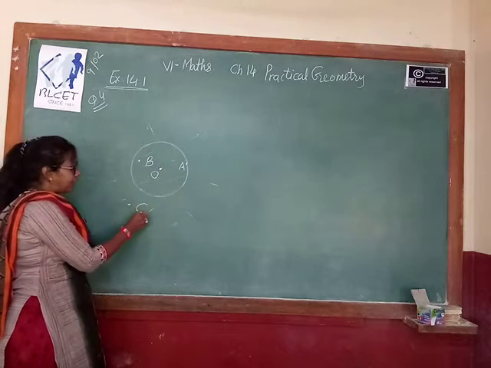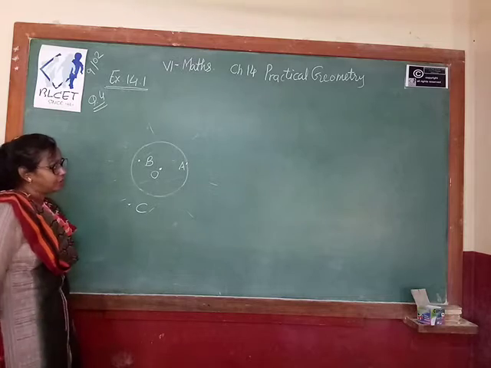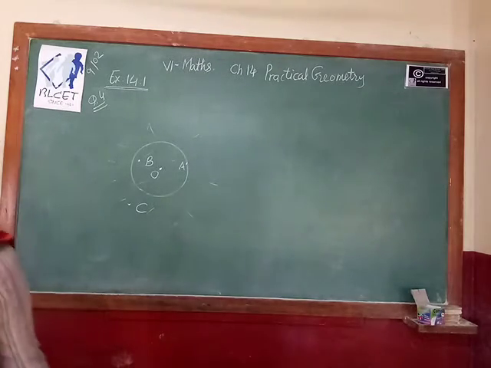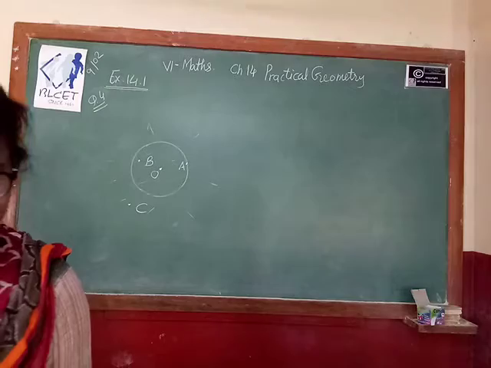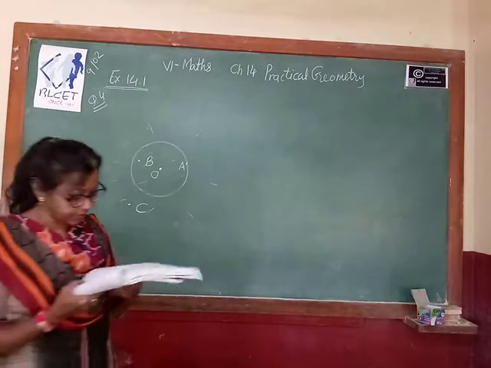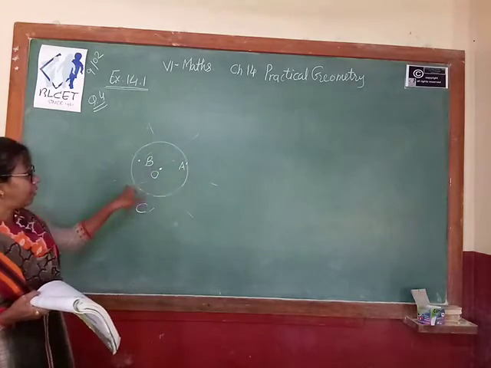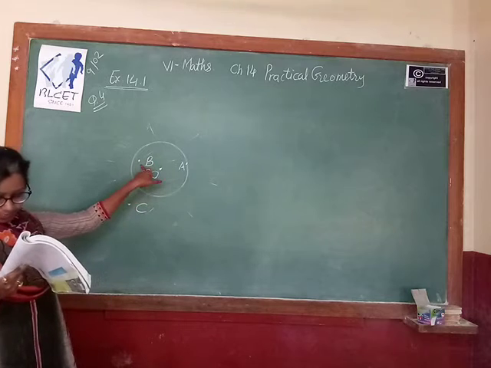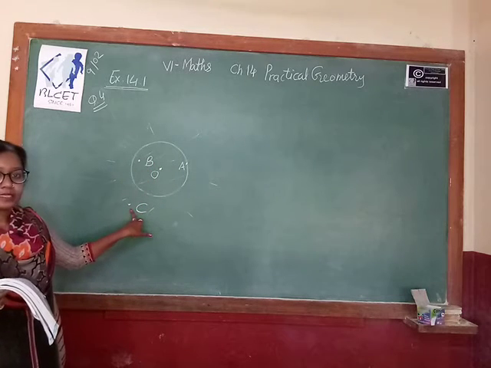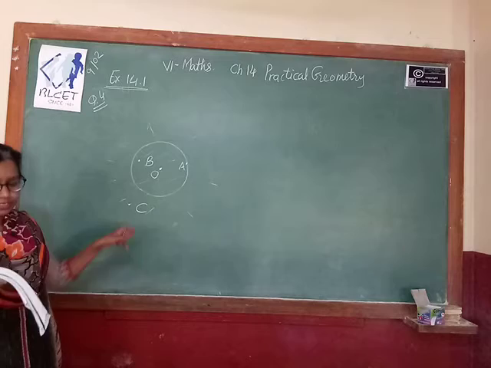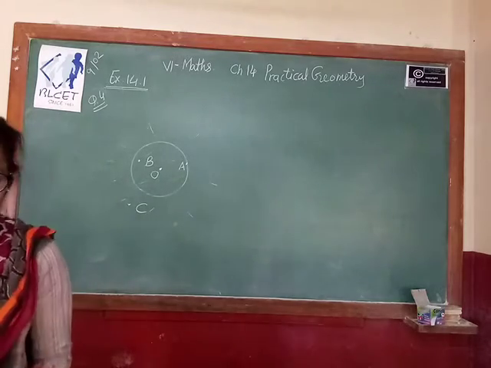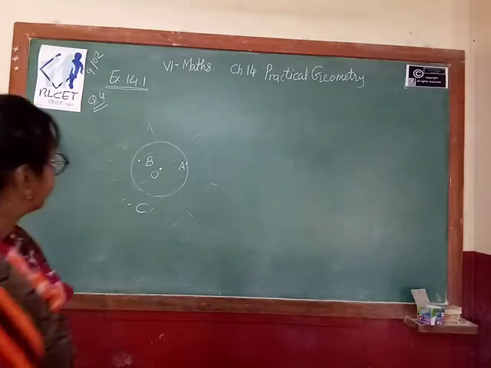And point C anywhere in the exterior portion. So this way you can draw the construction, or you can say circles, in which A is on the circle, that is on the boundary of the circle, B is in the interior of the circle, and C is in the exterior of the circle. So this is the answer of your question number 4. Now see question number 5.